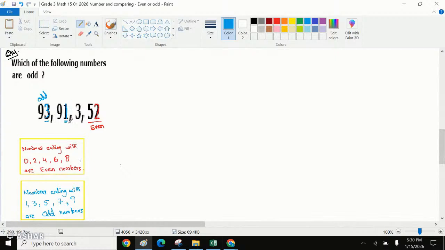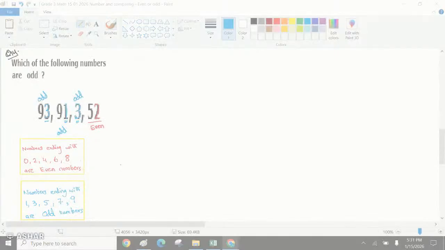91 ends with a 1, it makes it odd. 3 is in the unit position and it ends with a 3, that means this is also odd. So yes, thank you, Nate. 93, 91, and 3 are the odd numbers in the given set of numbers. Okay, the next one: which odd number comes next in the given sequence?